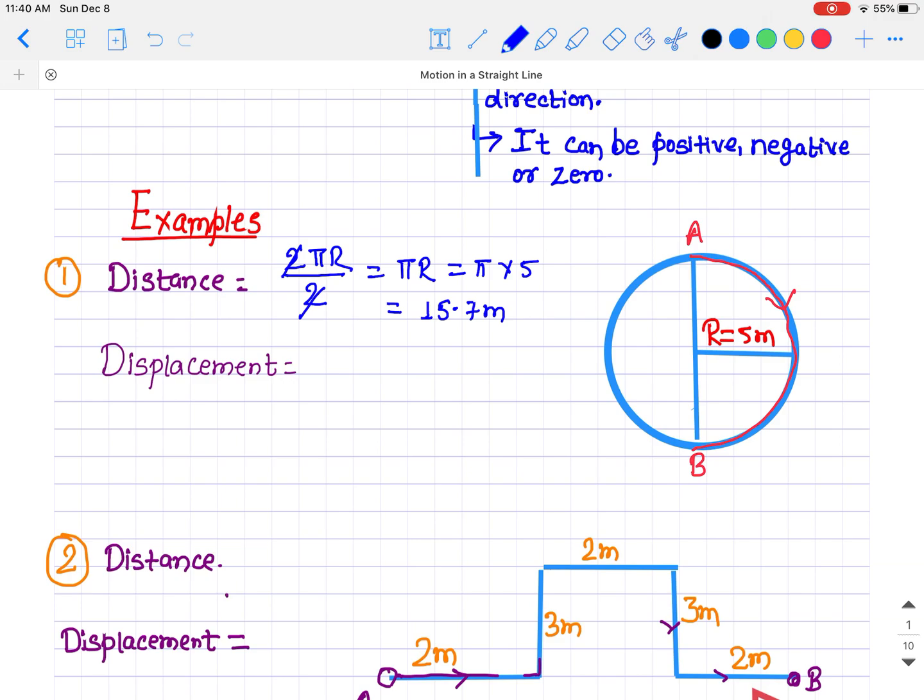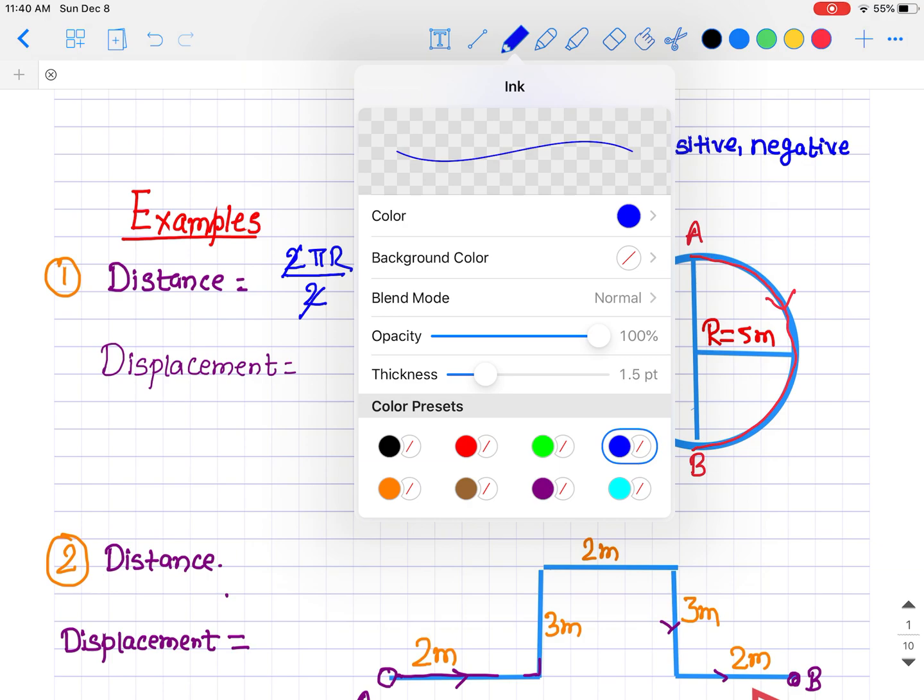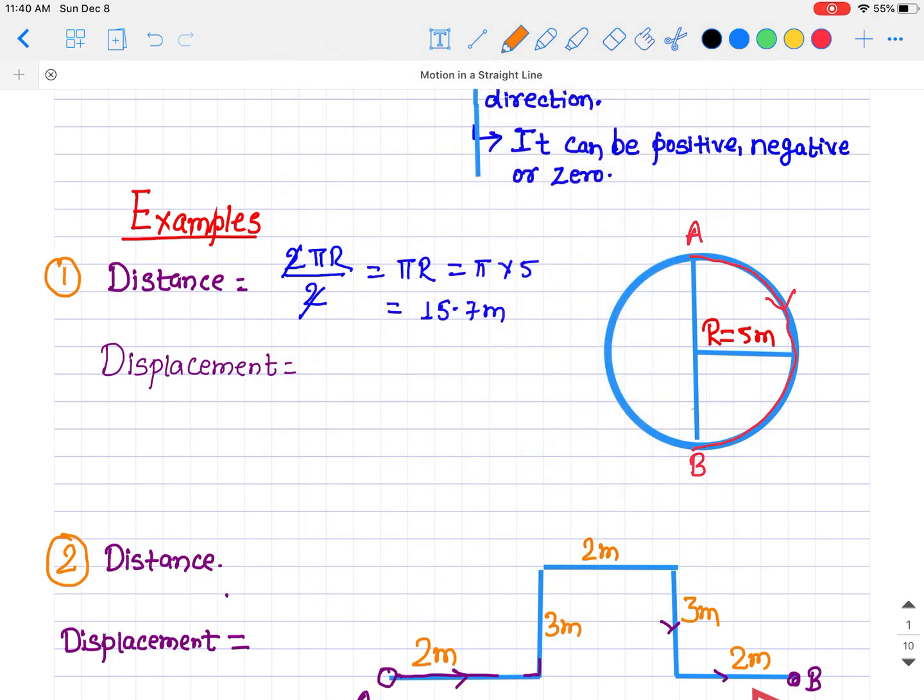Now let's calculate the displacement. As I mentioned, the displacement is the straight line connecting the starting point and the final point. The starting point is this point A, and the final point is this point B. If I connect these two points, the length of this line will be the displacement. And this is the direction as well.